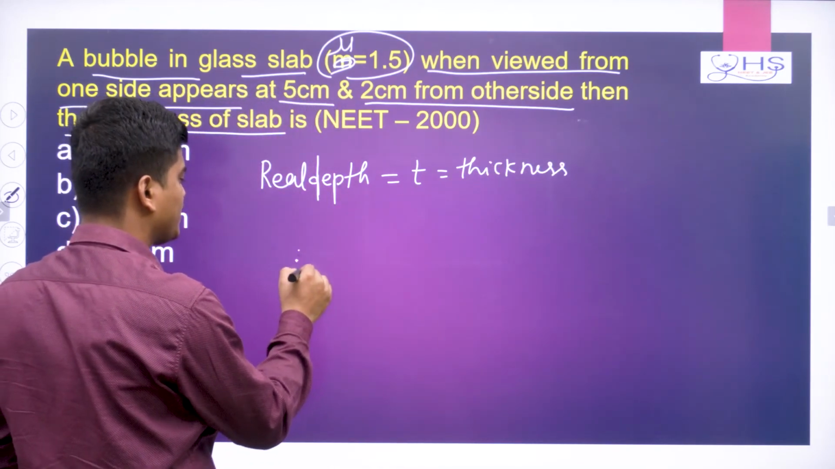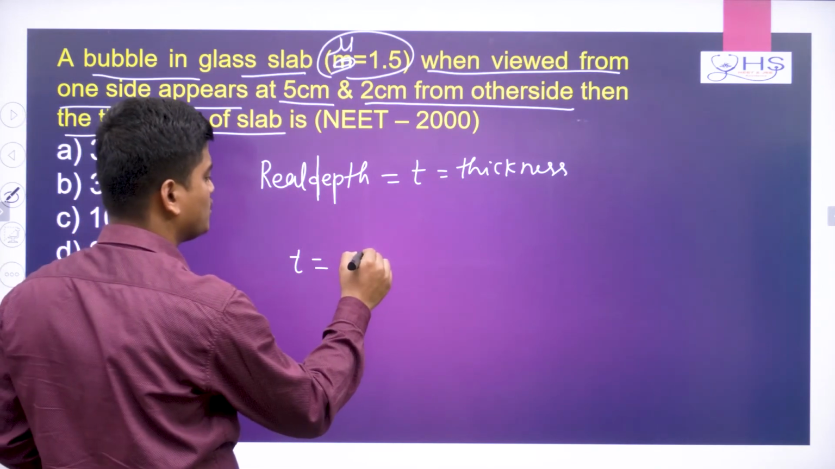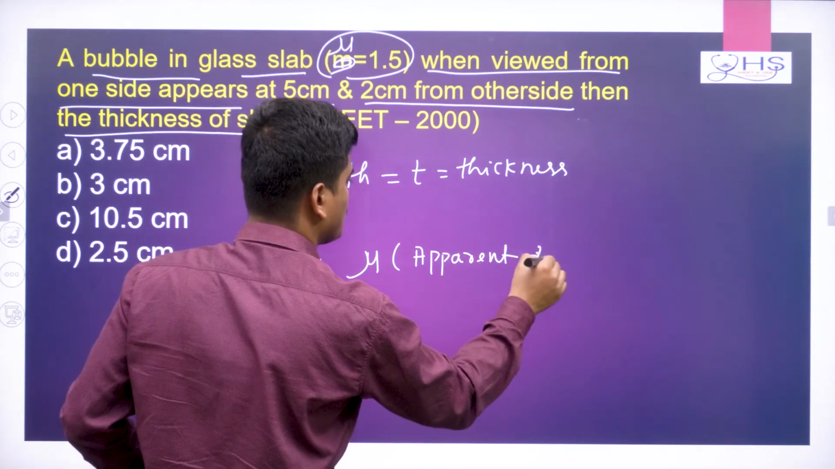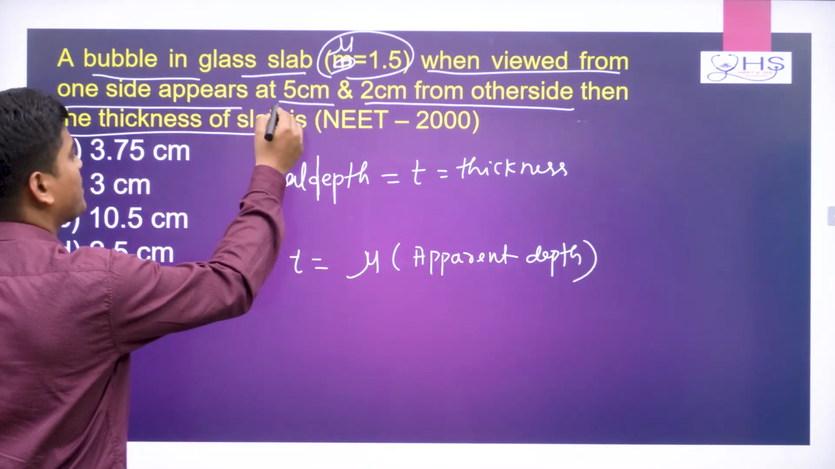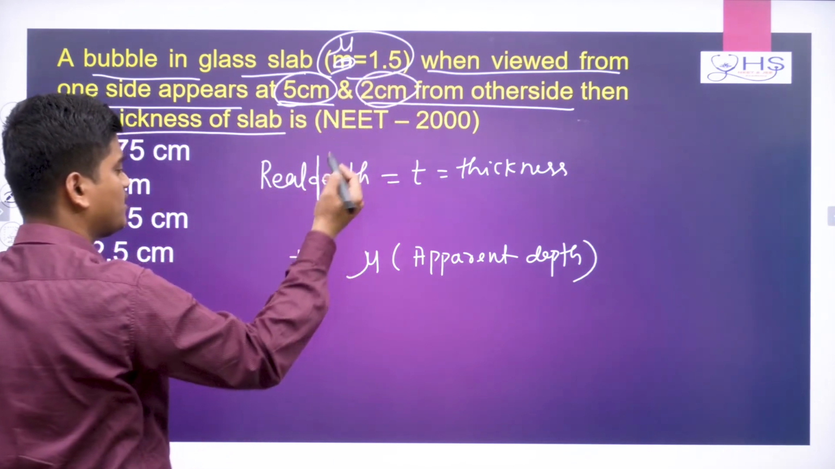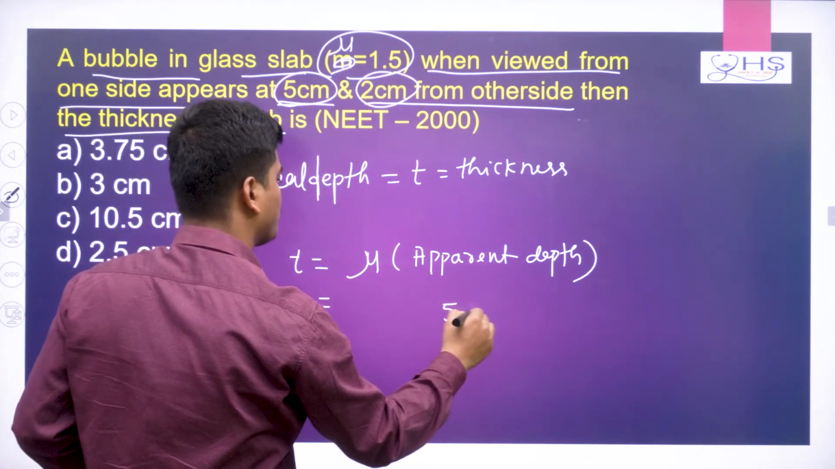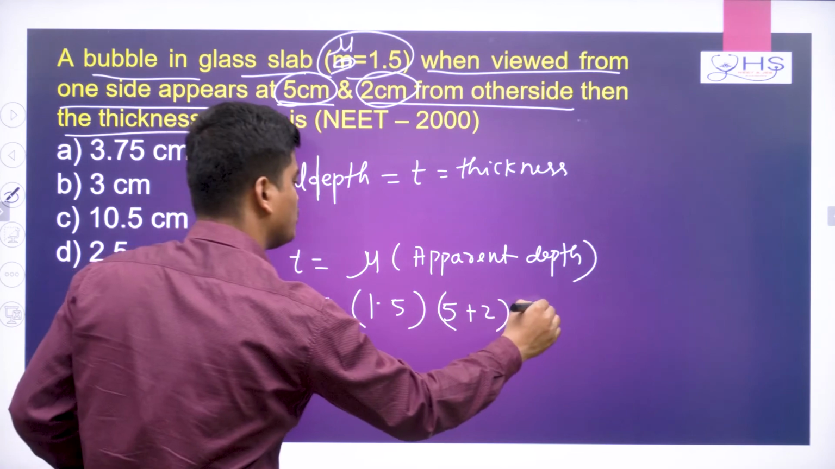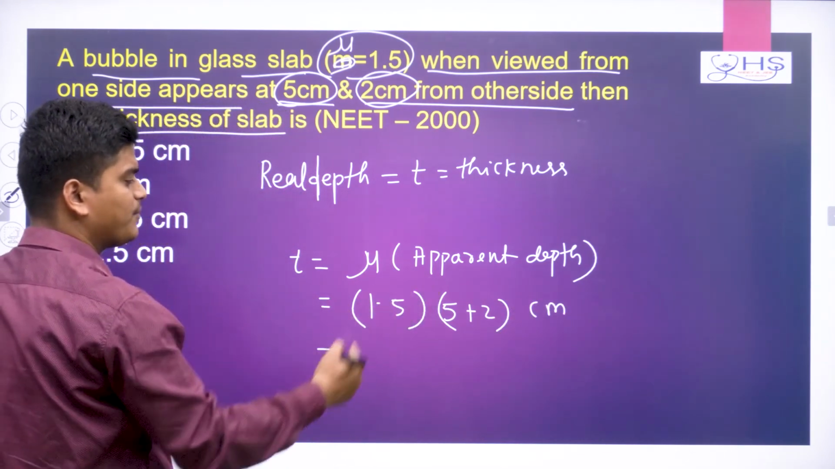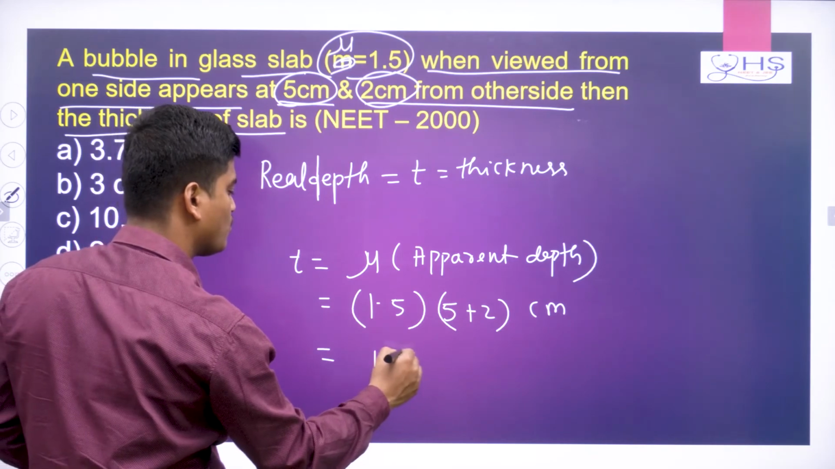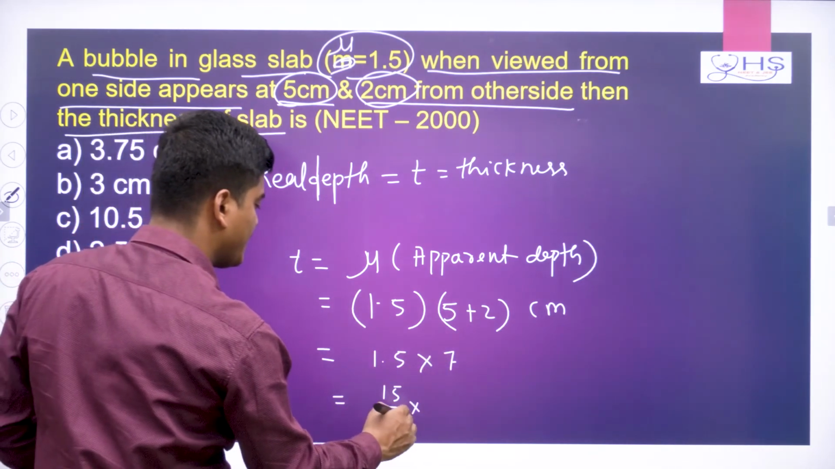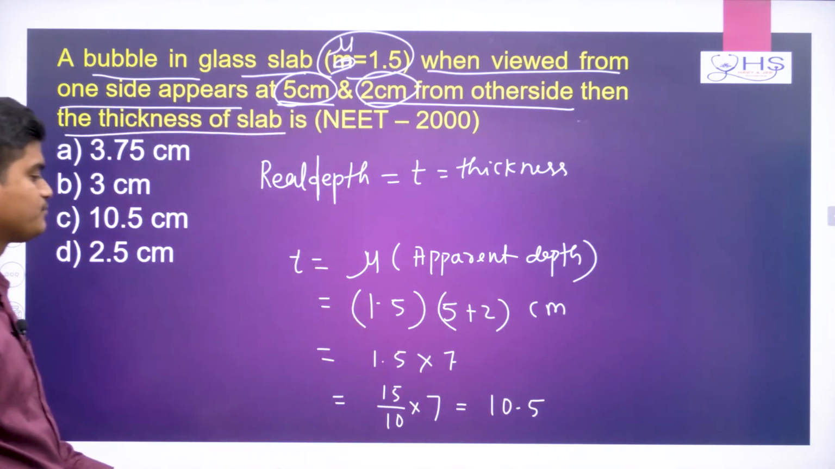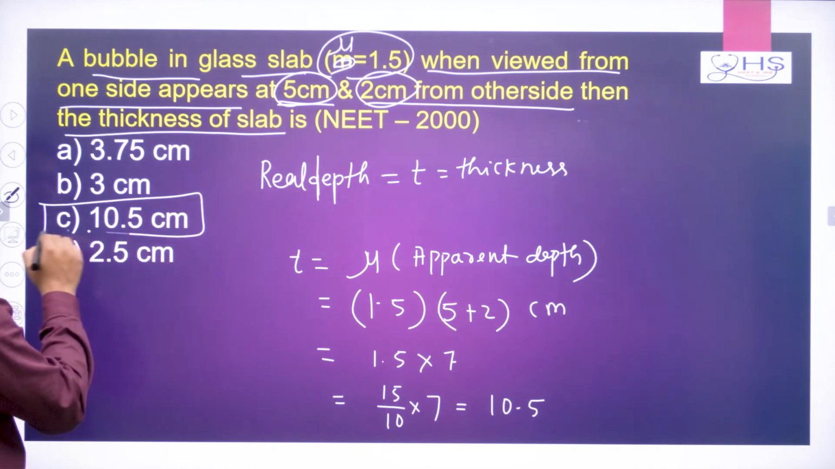Now this thickness is nothing but refractive index into apparent depth. What is apparent depth? From one side it is 5 centimeter, from the other side 2 centimeter. So total is 5 plus 2, 7 centimeter, and refractive index is given 1.5. So thickness is 1.5 into 7, 15 by 10 into 7. If you calculate this, it will come around 10.5. So 10.5 centimeter will be the correct answer.